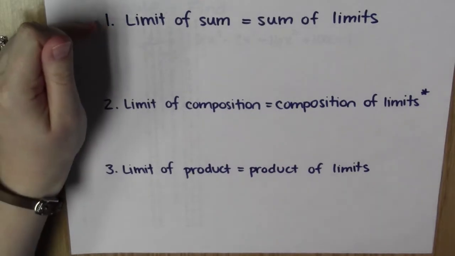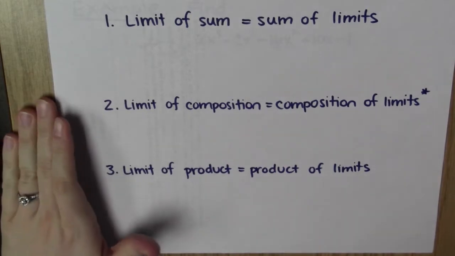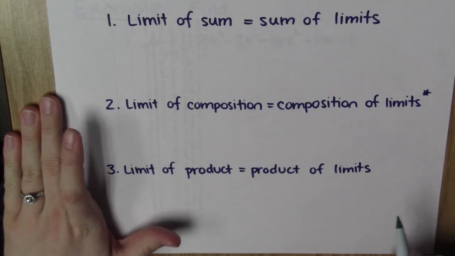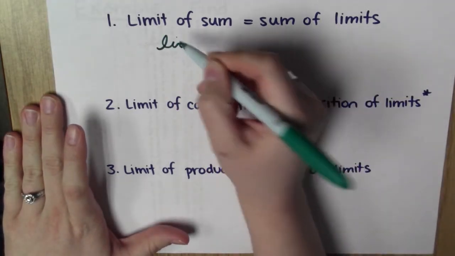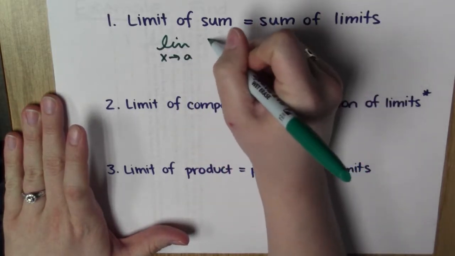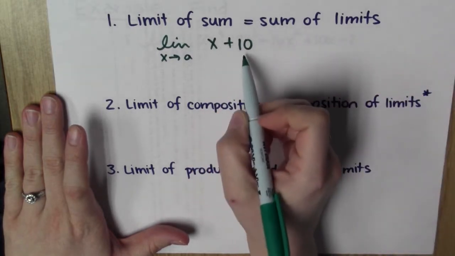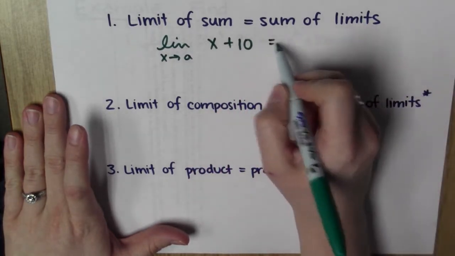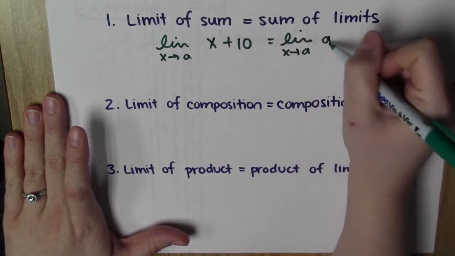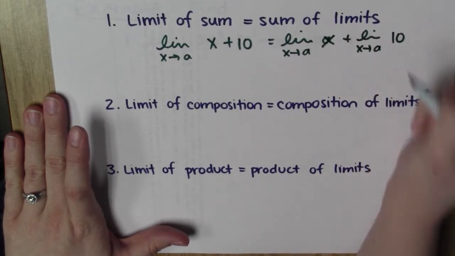First, we know that the limit of the sum is the sum of the limits. That means that when I'm looking at a polynomial that's composed of a bunch of terms, I can evaluate the terms individually. For instance, if I want to know the limit as x goes to some value a of x plus 10, I know that the limit of the sum is the sum of the limits. So this is the same thing as the limit as x goes to a of x plus the limit as x goes to a of 10.